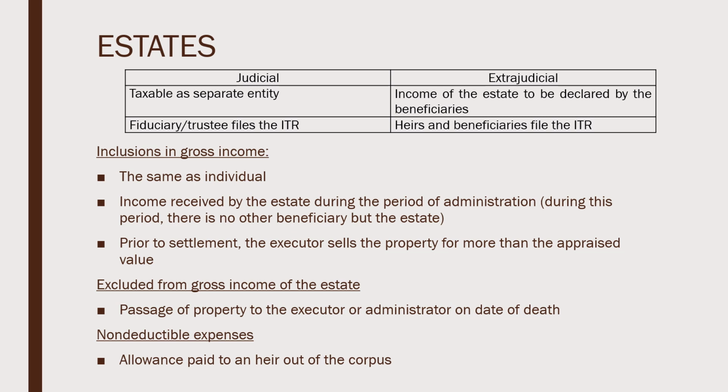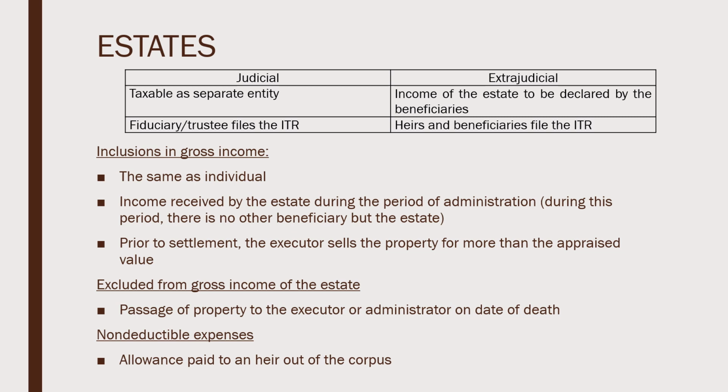Inclusions in gross income are the same as for an individual, but with emphasis on income received by the estate during the period of administration. During this period, there is no other beneficiary but the estate. Prior to settlement, the executor sells the property for more than the appraised value. So, diba, at the time of death, we compute the fair market value or the appraised value of the property of the decedent, and then if the executor sells it at a higher price, the excess will form part of the gross income of the estate.